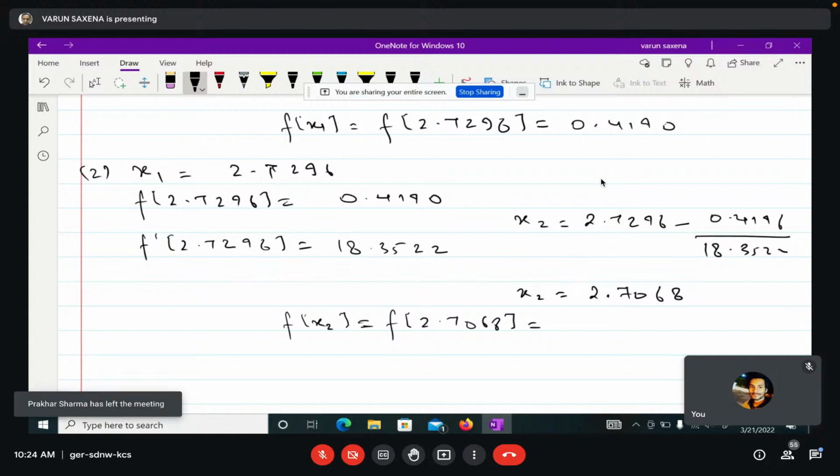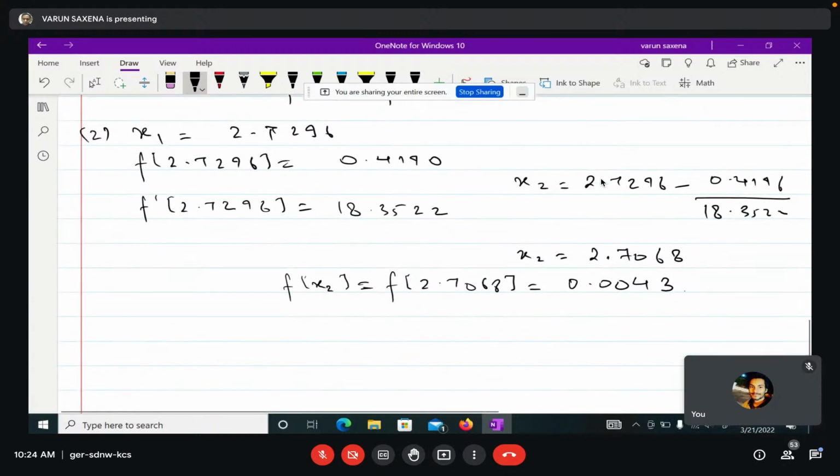0.0043. So we can stop here if we say that we are looking for something like 2 decimal places or 3 decimal places, because it is a small number. But let's say that we go one step further.